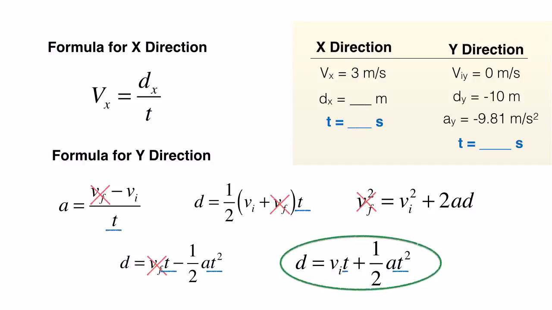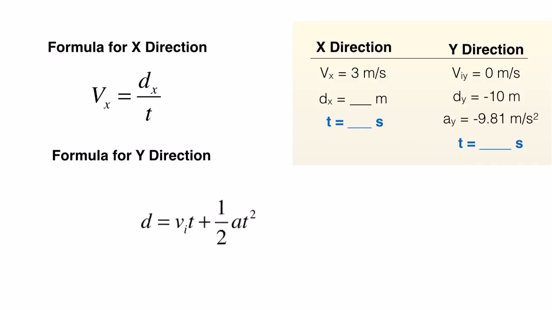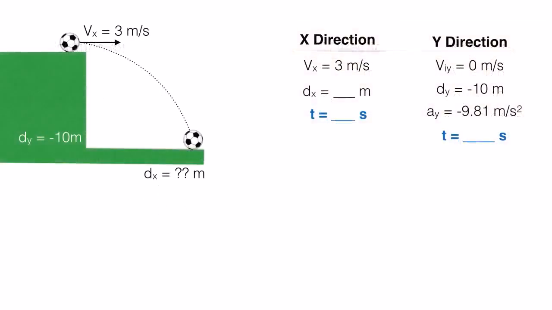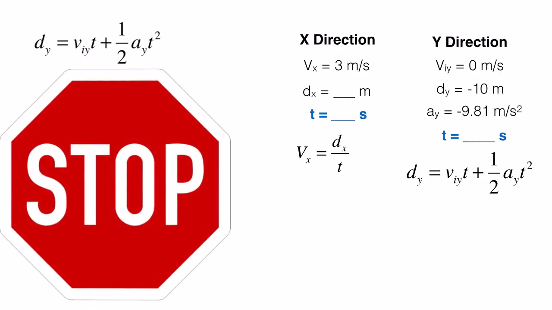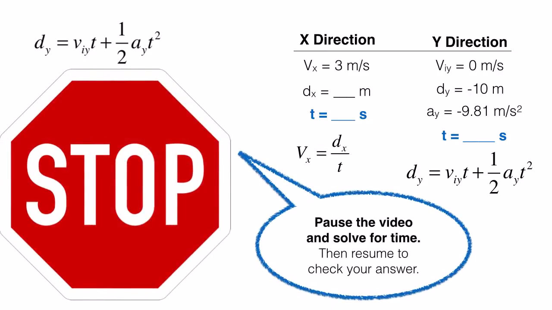The distance is our initial velocity times time, plus 1/2 acceleration times time squared. Now we have all the information that we need to get going with this problem. We add our formulas into the information that we know, and since we have everything in the y direction to solve for time, we'll solve for that first. Now, we have all the information labeled out here for you. I'd like you to pause the video for a minute and try and solve for time on your own. Once you've found it, resume the video to check your answer.